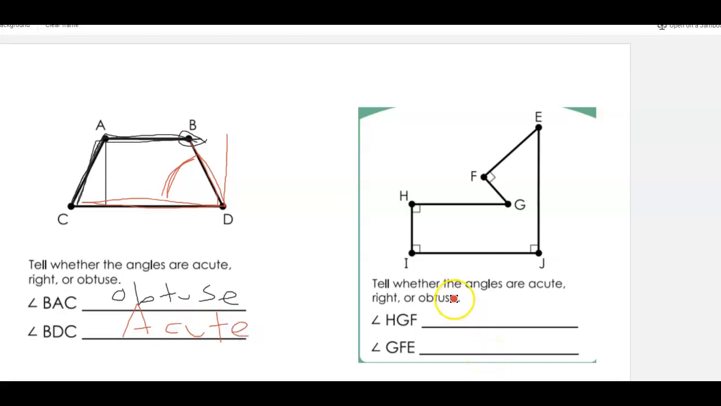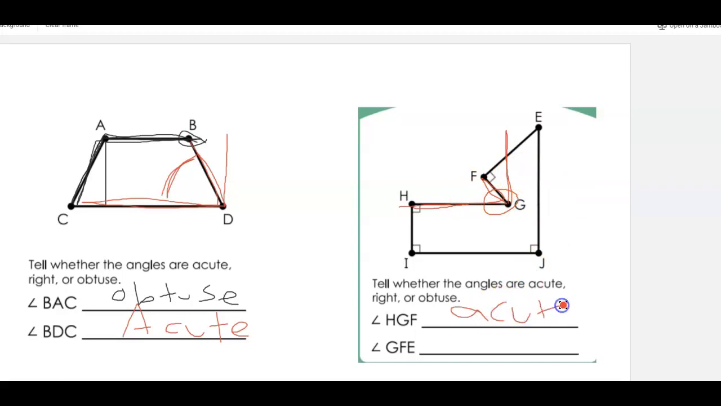All right, tell whether the angles are acute, right, or obtuse. We have HGF. So where's HGF? HGF, this angle right here. So this is the angle we're looking at, right? Well, that looks pretty small to me. A right angle would be straight up. Is it less than 90 or more than 90? It's less, right? So it's acute.